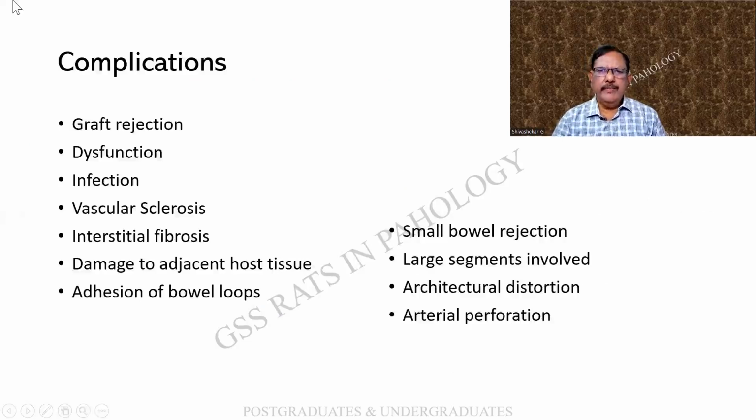What are the complications of graft rejection in general? One, straight away it is a rejection. The graft is not going to function. Two, there can be a dysfunction, progressive dysfunction. Three, infection, very common because of graft. Vascular sclerosis, I have told you. Interstitial fibrosis. Damage to the adjacent host tissue. This we are not thinking of. There is only an inflammatory reaction and the various cytokines, etc., which are rejecting the graft. But at the same time, you find that the surrounding normal host tissue is also being damaged.